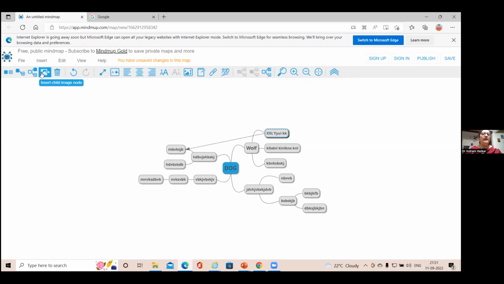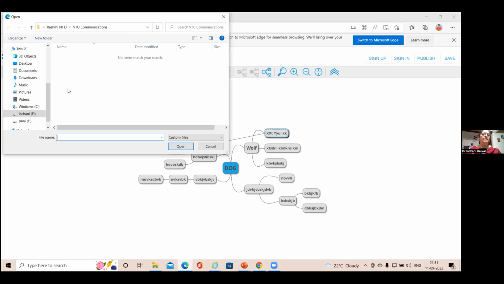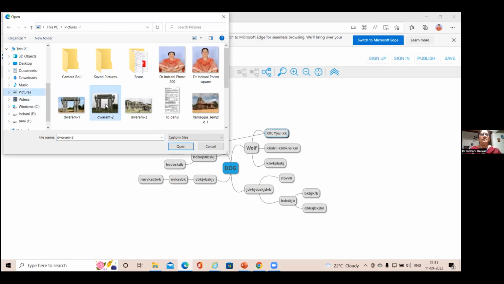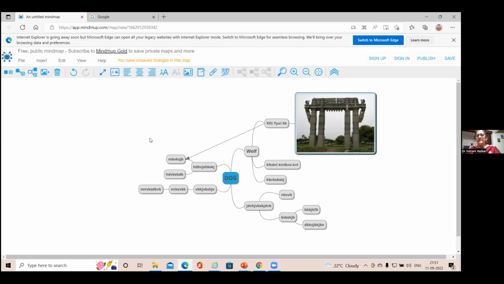So I can add a picture. I saw that, insert child's image. So I have to select some image from pictures. Let's take this picture and say open. So the picture gets connected to it. So if you have stored some pictures, it connects it to that.